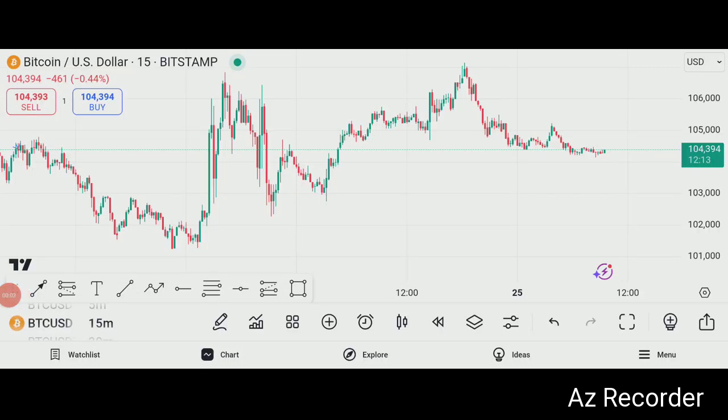My name is Neche. On today's video I'll be showing you guys how to identify a double top and a double bottom. Double top and double bottom is part of my strategy, so I want you guys to know how to identify them, if you don't know how to identify them. So now, what is double top and double bottom?